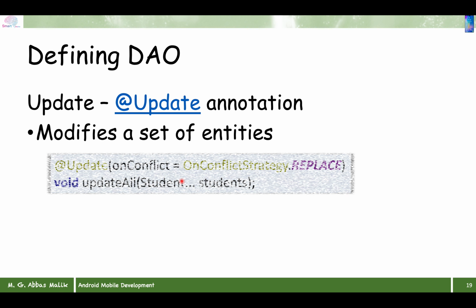Similarly, we also have the update. Again, we are saying update all students. We are providing a list of students, and then we say @Update, we are updating the information. On conflict, replace. If there is a conflict in the information, then replace it with the new values.